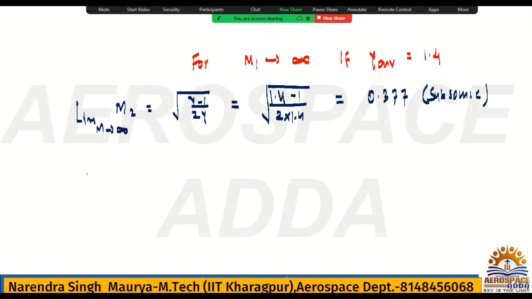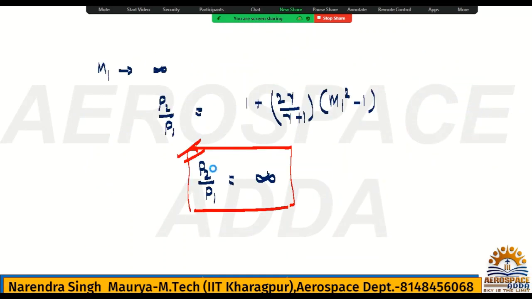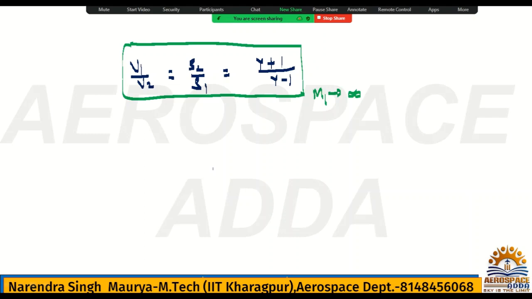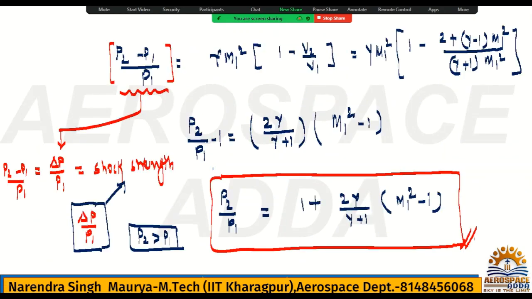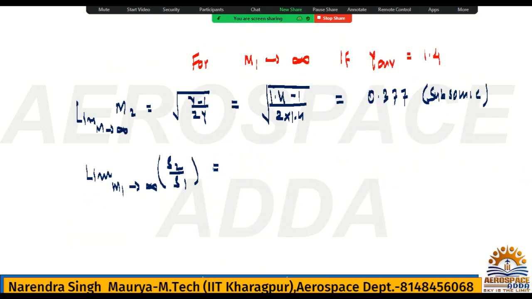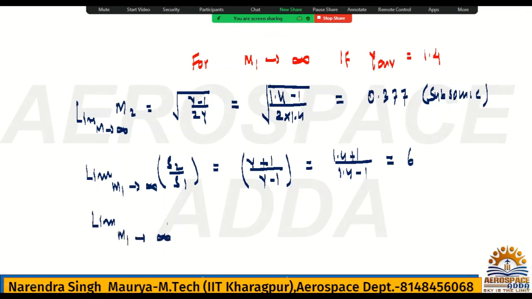Similarly, I will take now rho 2 by rho 1. What is the value of rho 2 by rho 1? That time it was gamma plus 1 divided by gamma minus 1, which is 6. All values need to be remembered.